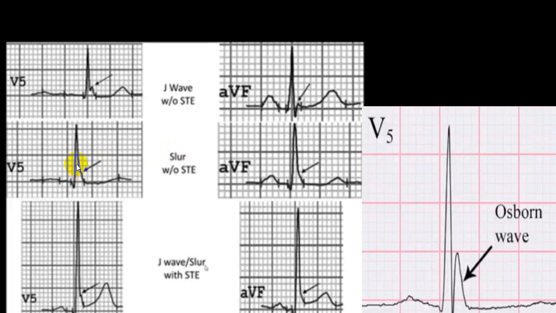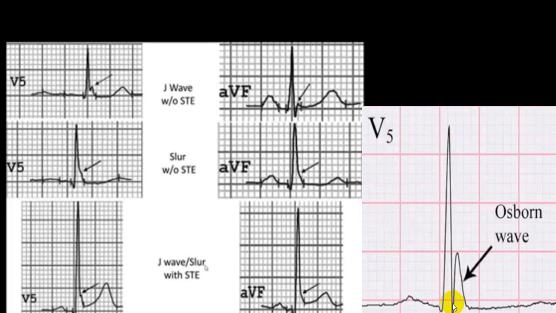While this is slurred without ST elevation, and this is with ST elevation. Here it is slurred. You can see slurred. This you have to pay attention and try to rule out whether it is STEMI or non-STEMI, STEMI or what we call as an early repolarization syndrome.